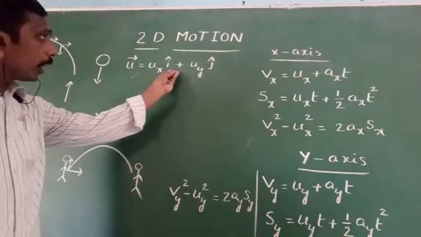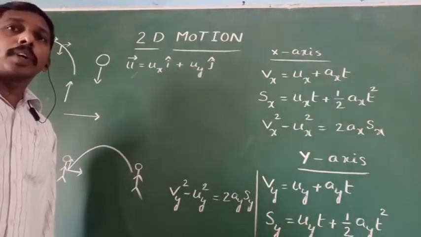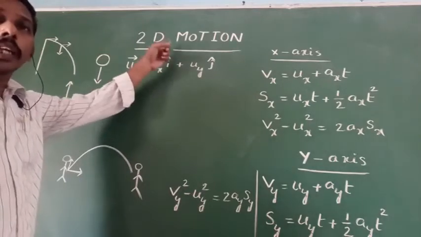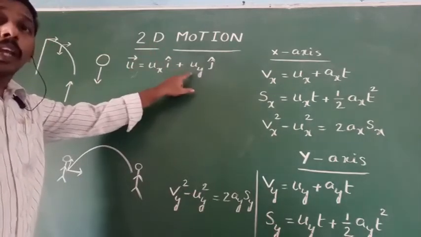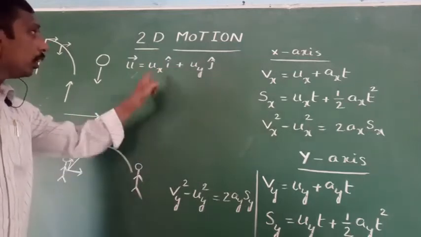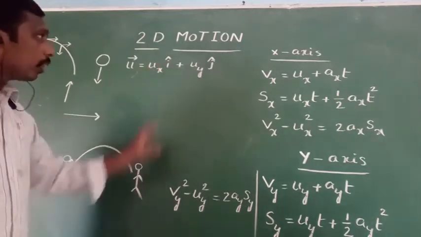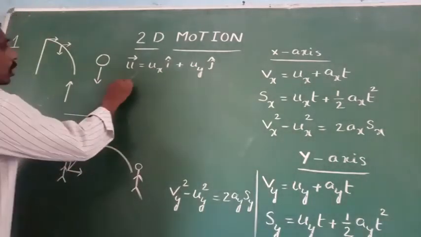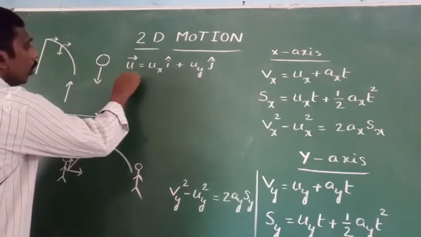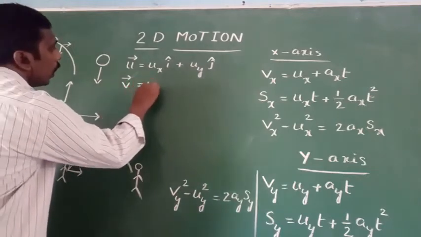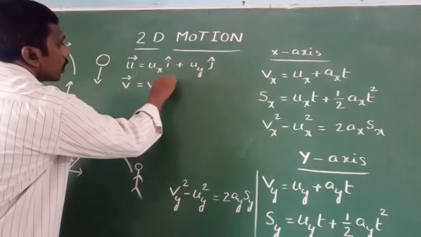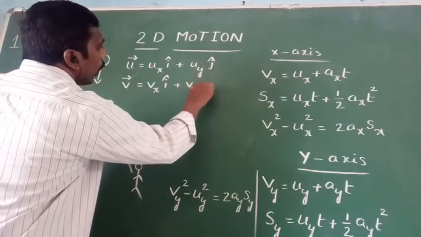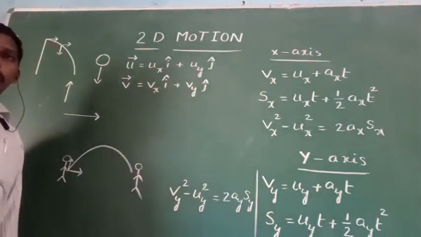Sir, sometimes we can take minus also. It depends on direction. Suppose the body is traveling along the positive y direction, then you take positive. If it is traveling along the negative direction, then you take negative. Initial velocity we can write like this. For velocity after t seconds, v bar is equal to vx i cap plus vy j cap.